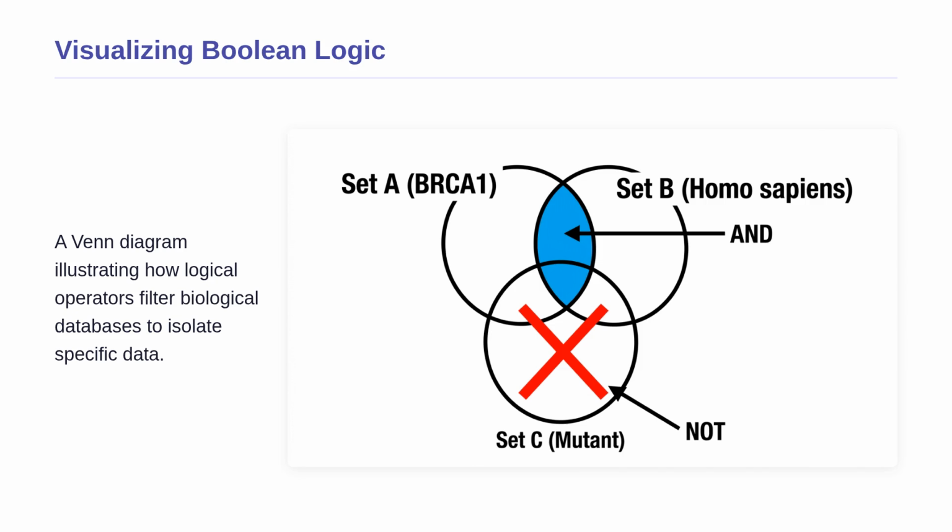Now, look at set C at the bottom, representing the mutant records. The large red X demonstrates the difference operator, or Boolean NOT, actively carving out and discarding that unwanted data from our results. This diagram perfectly illustrates how we surgically extract precise information from an ocean of biological data.